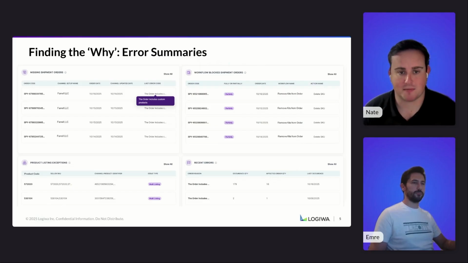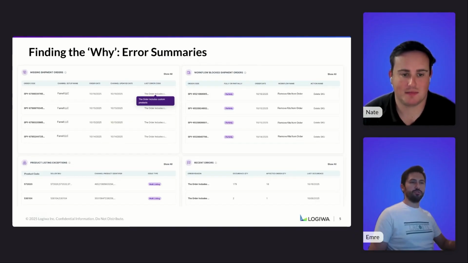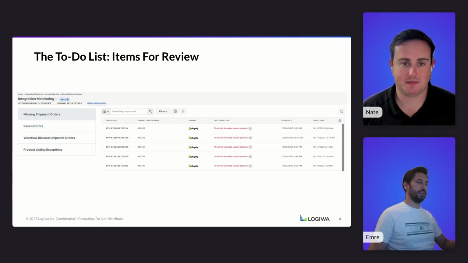This is a great comprehensive breakdown. It takes you from the high level alert right down to the specific cause. This perfectly sets us up for the final step, act. Right. And for that, we move to our prioritized to-do list, the items for review tab. You can easily move to this tab by clicking the Show All button located on the upper right corner of any summary section. This is your to-do list for ensuring perfect integration health.